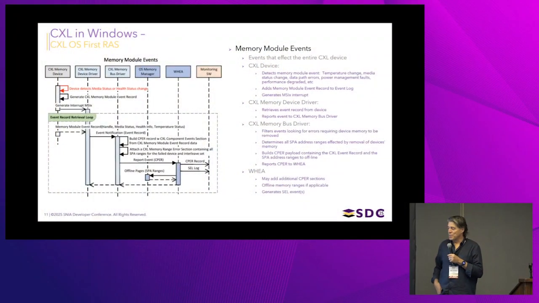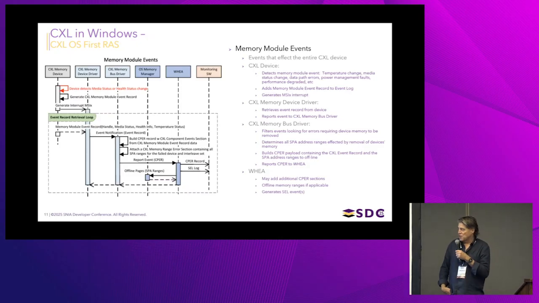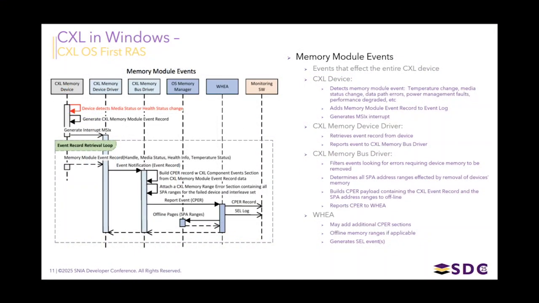All right, cool. So the next one are memory module events. So these are events that occur where we don't have a device physical address. The event isn't associated with a particular memory address. There's a number of examples of this: temperature change, media status change, data path error, general data path errors, power management faults, performance might be degraded, hardware replacement might be indicated by the device. These will bubble up as a memory module event. There is no device physical address associated with it.